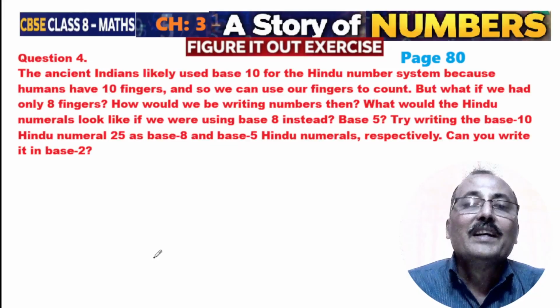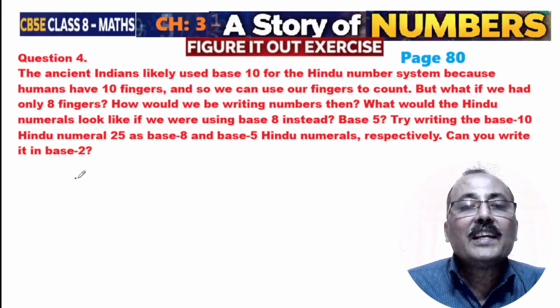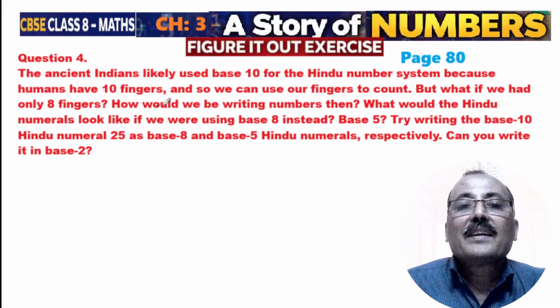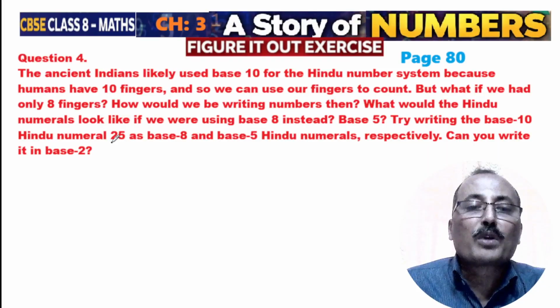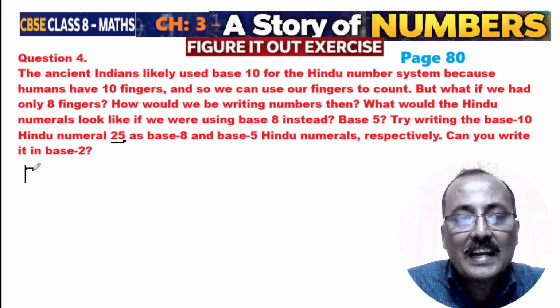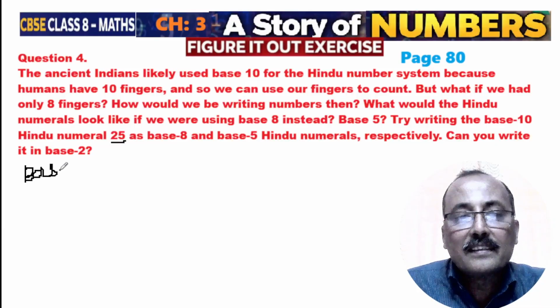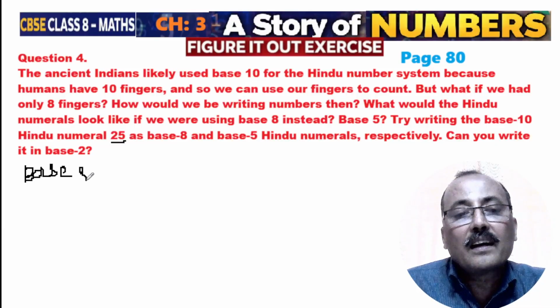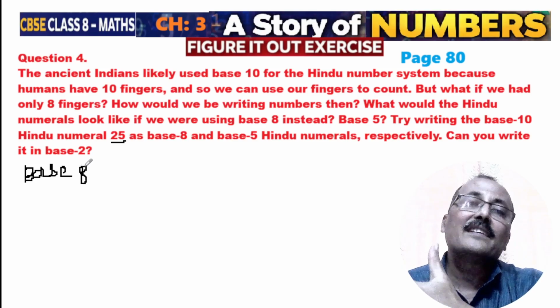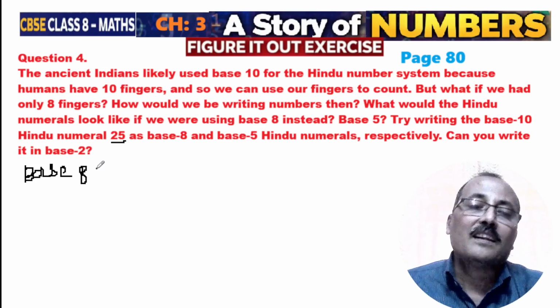Yes, what is that now? Three important things are coming here: base 8, base 5 and base 2. We have 10 fingers, and into these bases we are going to write the numeral 25. So now, what does base 10 mean? It is 10 numbers: 0, 1, 2, 3, 4, 5, 6, 7, 8, 9, that's all.